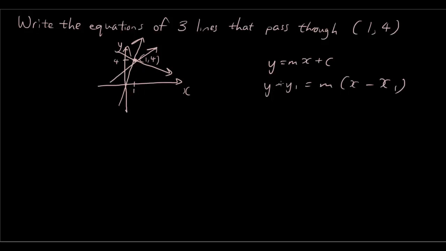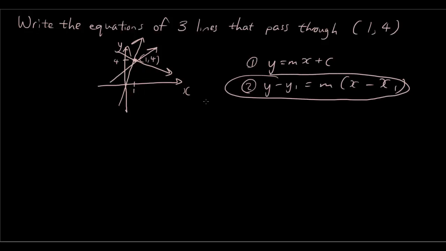Now for the purpose of solving this question, I'm gonna pick the second equation here, simply because we don't know what the y-intercept is yet. So in this first equation we have to know what the y-intercept is, and it's kind of hard for us to predict the y-intercept of each of these lines. So the second equation, we don't need to know what the y-intercept is, so let's just go with the second one. So we want three lines, the equations of three lines.